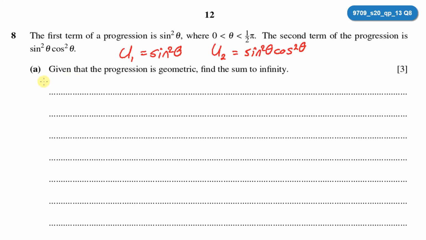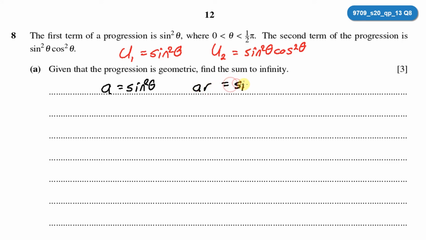But now on A, they say that the progression is geometric. Now for a geometric progression, the first term is a. So that will be a is sine squared theta. And the second term, we can denote it as ar.